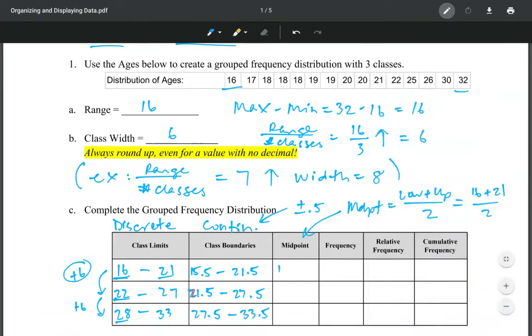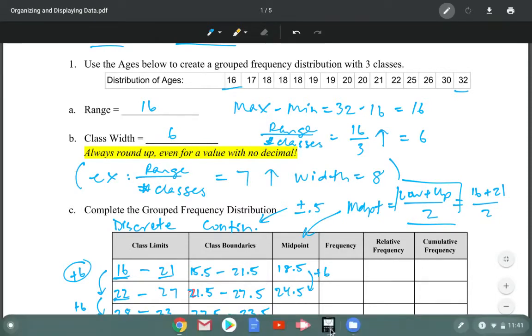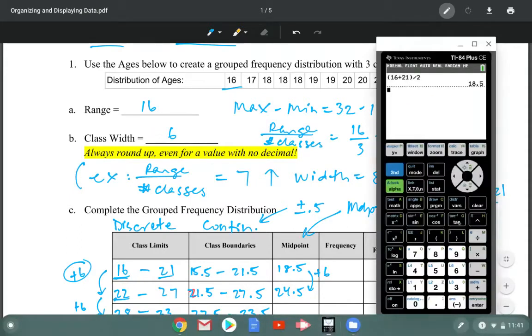So I get 18.5. I could continue to do my formula for each of these midpoints, or I can use the fact that my class width is 6, and I can just add 6 to get to each midpoint. So if I add 6, I should get 24.5. Let's check that next midpoint with a calculator. This one is the second class, 22 plus 27 divided by 2. And sure enough, it's 24.5.